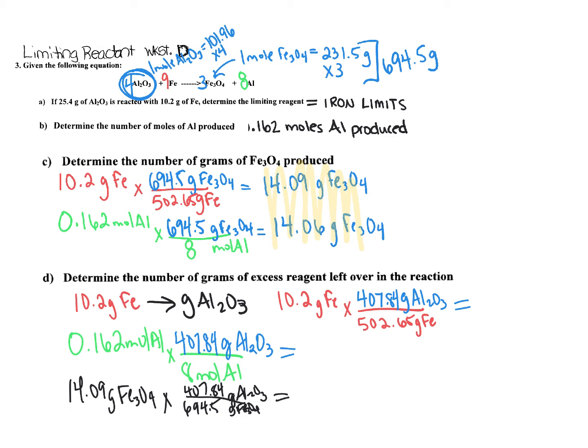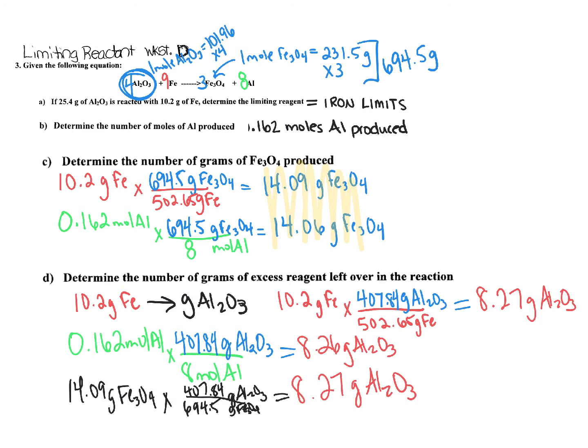Any way you do it, if I do it the first way, I get 8.27 grams of aluminum oxide. If I solve it the second way, I get 8.26 grams of aluminum oxide. If I solve it the third way, I get 8.27 grams of aluminum oxide. Notice how they're all the same. Because I know I'm going to use 10 grams of iron, so that's going to have me use this many grams of aluminum oxide. I know I'm going to make 0.162 moles of aluminum, so I'm going to need 8.26 grams of aluminum oxide.